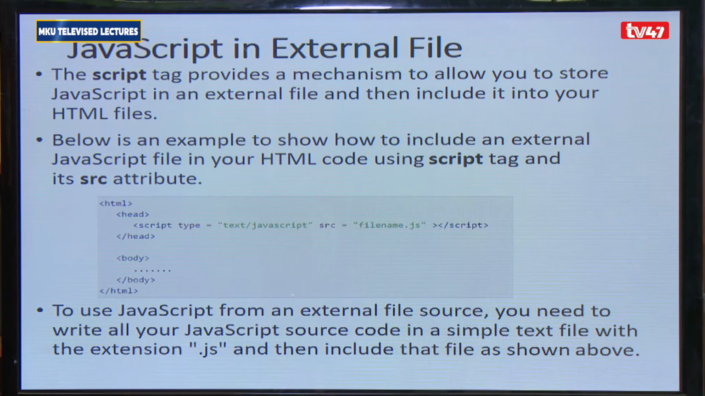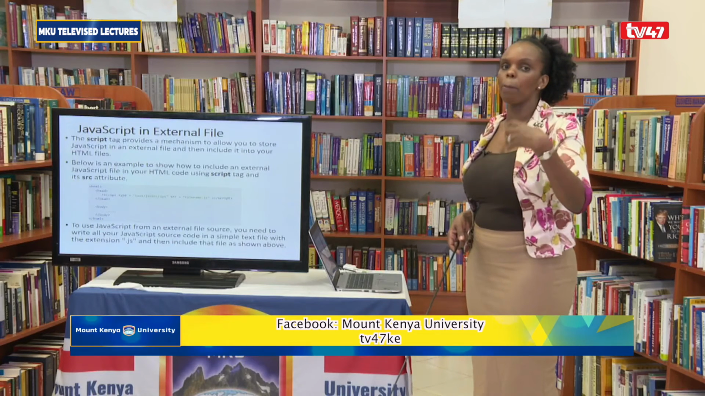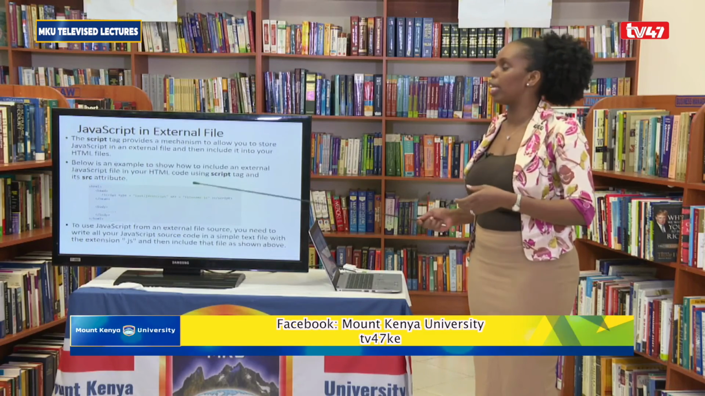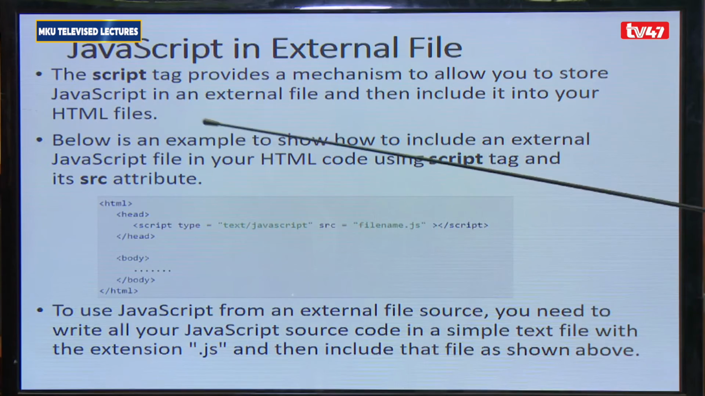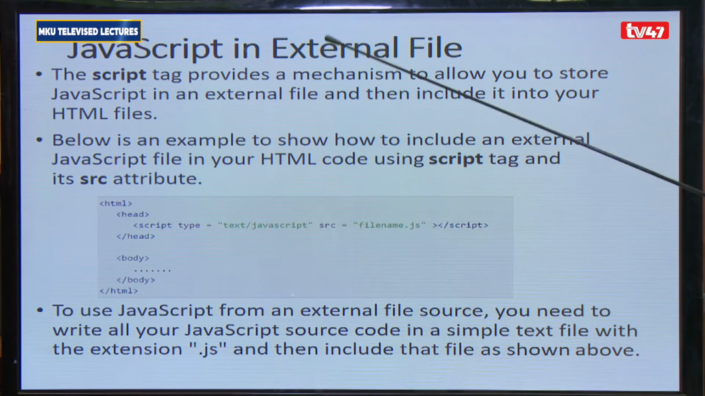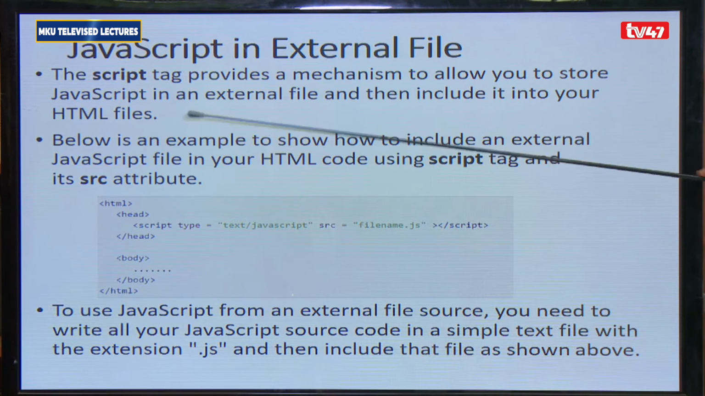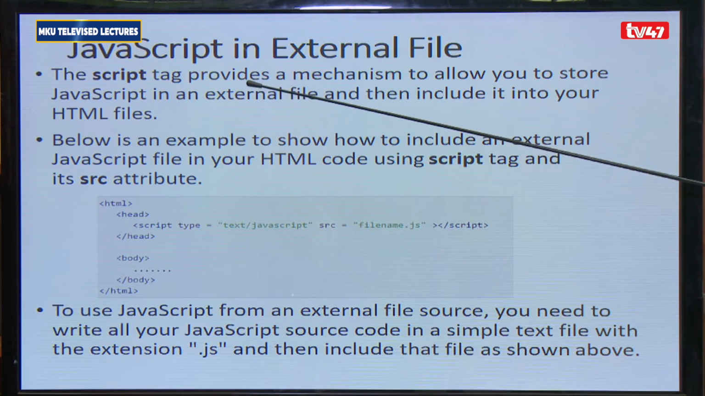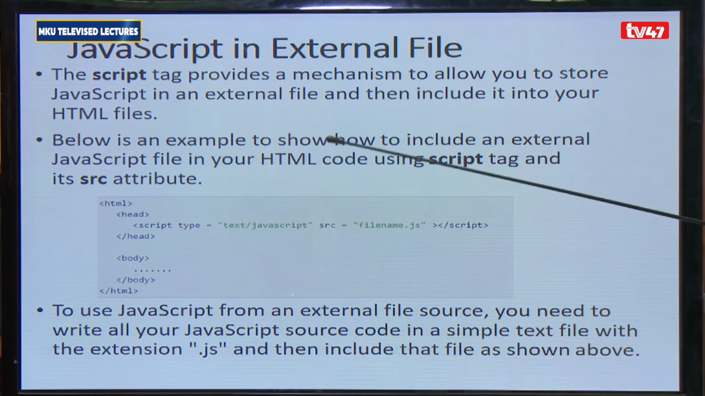Then we have the last way of implementing JavaScript, which is in an external file. You can have your JavaScript created in an external file, and then you simply embed that file in your HTML. The script tag provides a mechanism to store JavaScript in an external file and then include it in your HTML file. So you can create a big file, store it with a .js extension, and then use this file inside your HTML document.